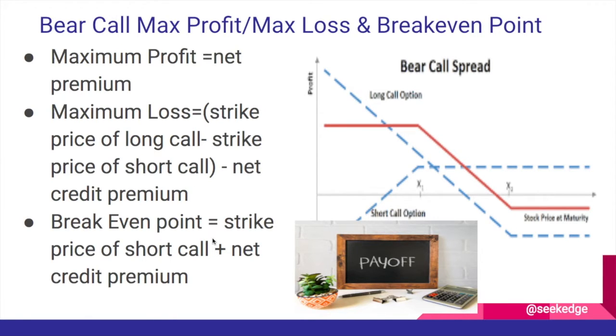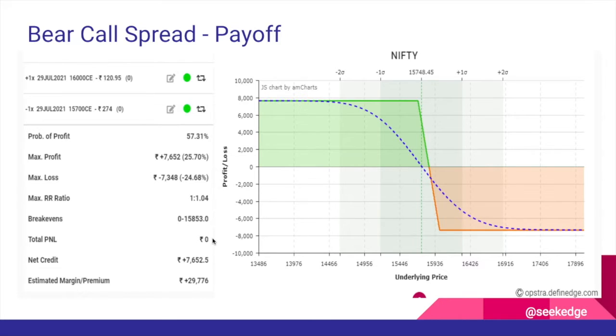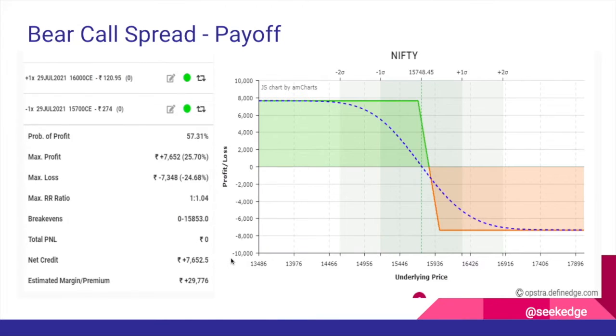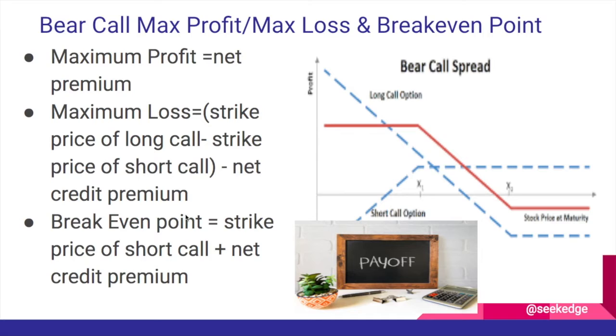And now how do you find the break even point? Break even point, the strike of the short call. Short call is 15,700, and you have to add the premium here, right? That's 15,700 plus 150, that is coming to 15,850, something around that. So that is where the break even point is, where there is no profit, no loss. It's similar to the bear put, right?